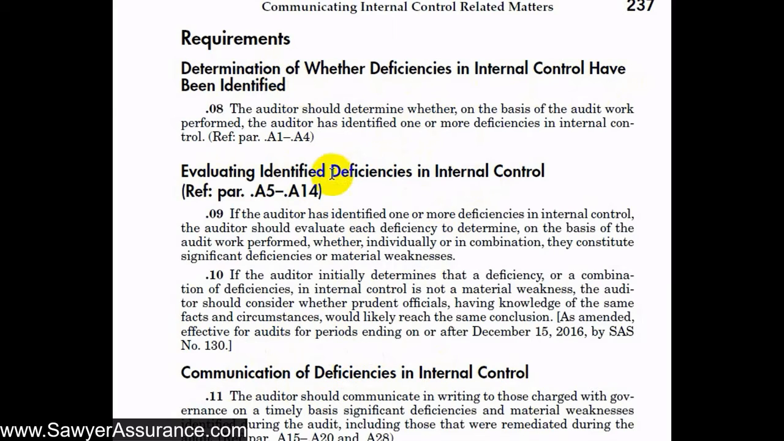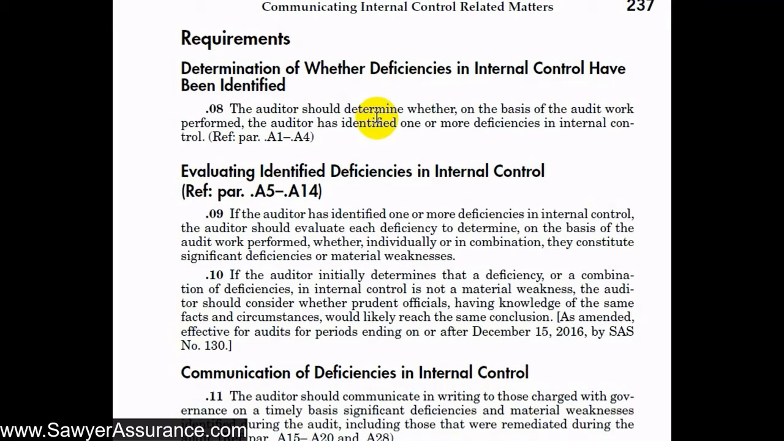So three easy steps in the process there, but for this particular video, we're just going to take a look at the first one, determination of whether deficiencies in internal control have been identified. So this is AUC Section 265.08. And it says that the auditor should determine whether, on the basis of audit work performed, the auditor has identified one or more deficiencies in internal control.